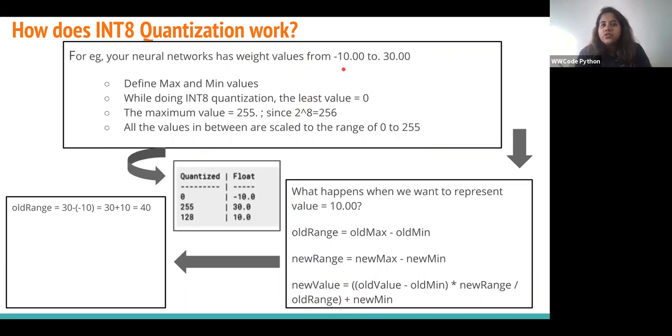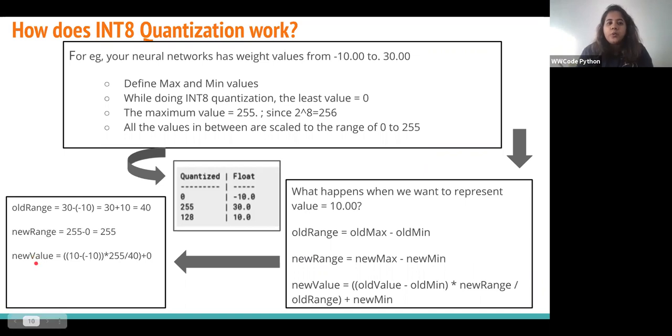So let us try to do it for our case where we were trying to, for example, have values from minus 10 to 30. And so now what we are trying to do is define our old range, which is 30 minus minus 10, which brings it to 40. And when we look into the new range, this is 255 minus 0, which is 255, because our new range was from 0 to 255. So in essence, we want to find out what would happen if we have 10.00 in floating point 32-bit, and we want to have a representation of this value in int8. How would we go about doing it?